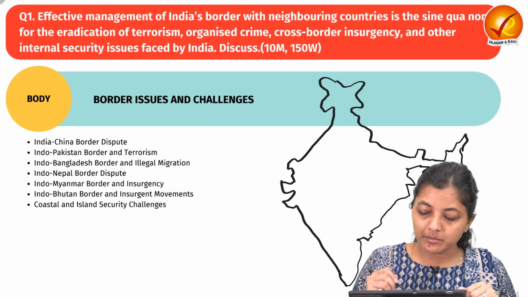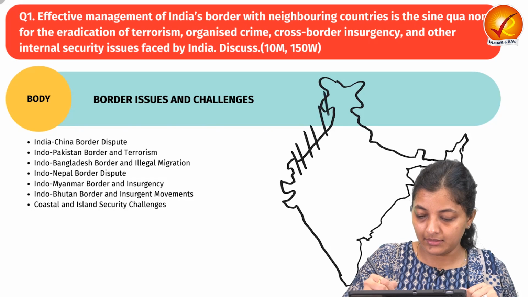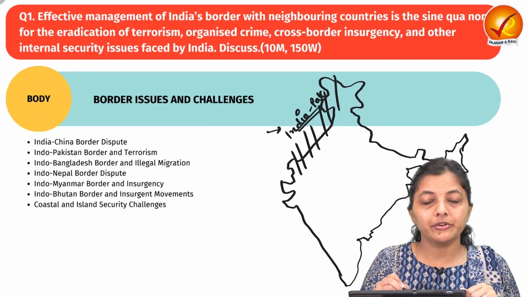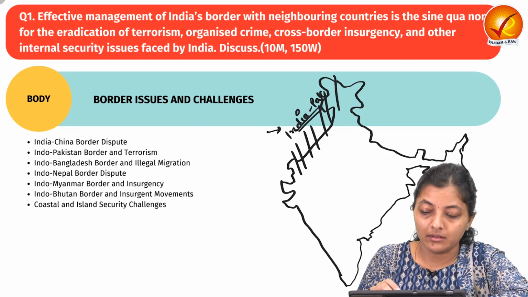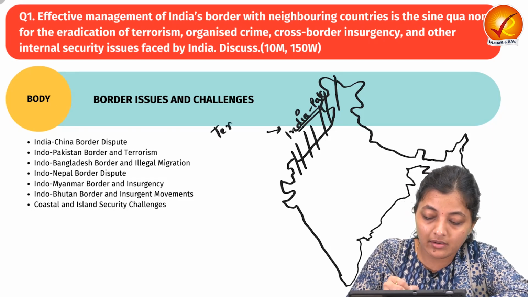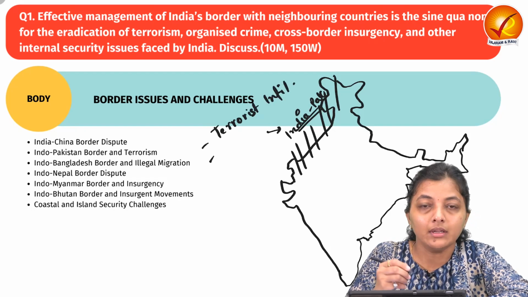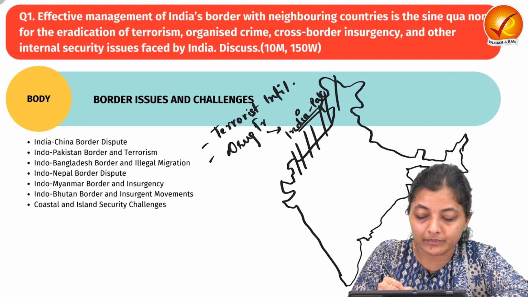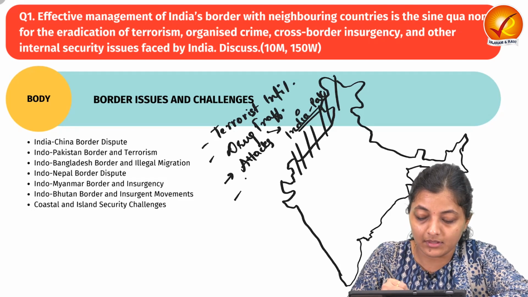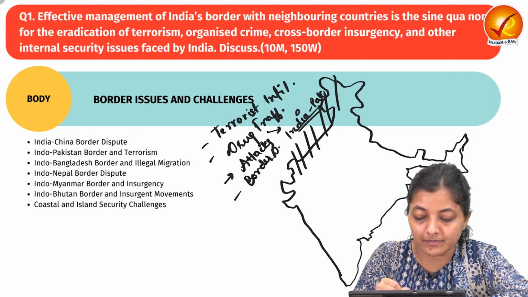You can make the Indian map and you can tell that the India-Pakistan border suffers from these issues: due to the different terrain and lack of infrastructural development along the Indo-Pakistan border, there is terrorist infiltration, there is drug trafficking, militant or terrorist attacks, and the border disputes are there.